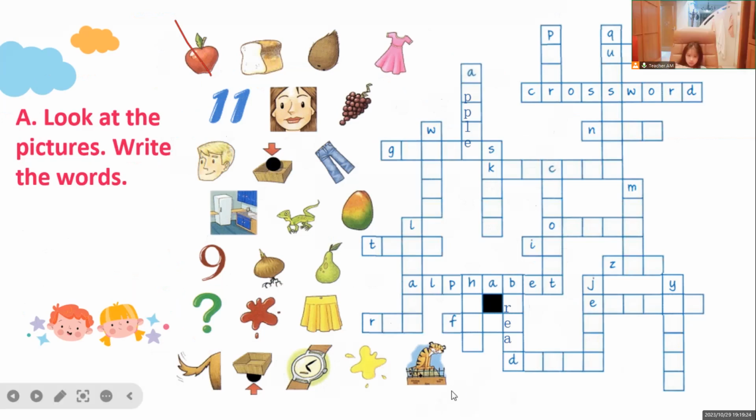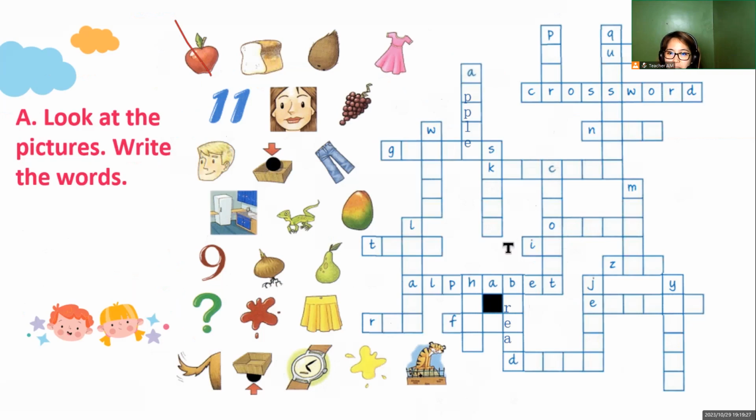Coconut. Very good. Where is coconut? Help me. Yes, there you go, Zoey. C-O-C-O-N-U-T. Coconut. Okay, what else? Dress. Where is dress? Help me. Here. Okay. D-R-E-S-S. Dress. What else can you see?